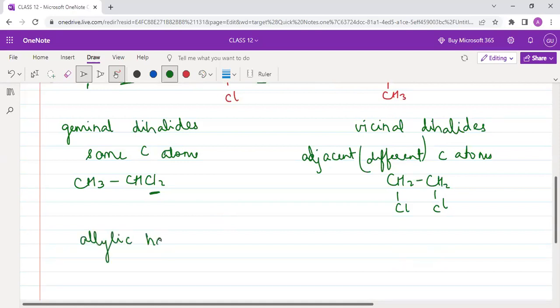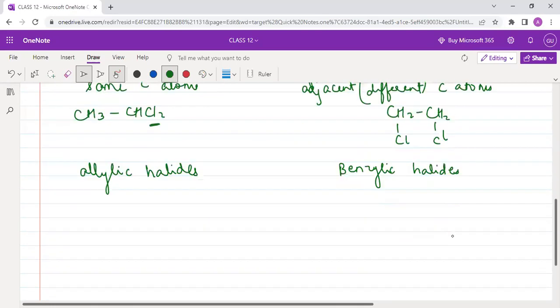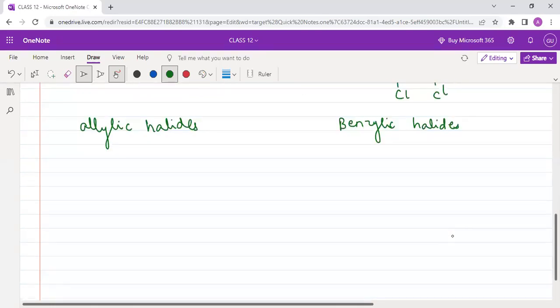Wait, allylic. It is a halogen atom which is bonded to an sp3 hybridized carbon. Are you reading from the book? No, it's in my notes. Okay, so you have your notes in front of you.